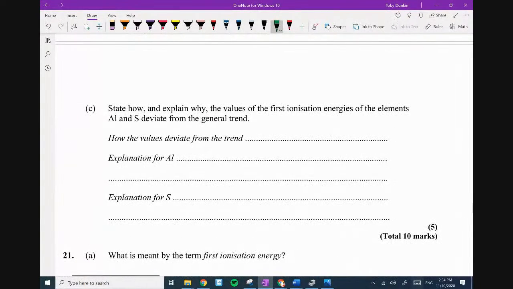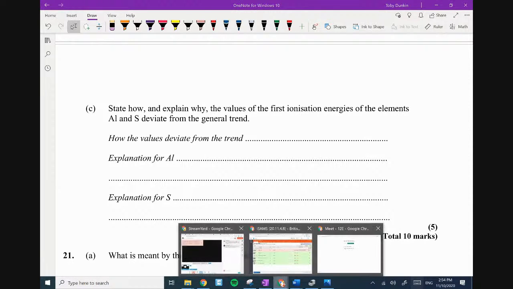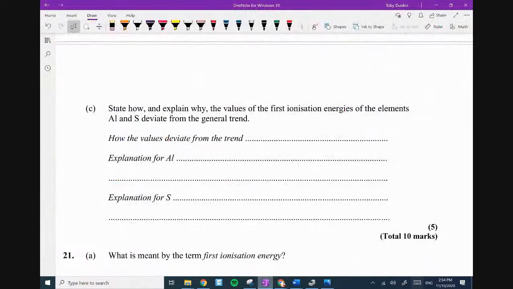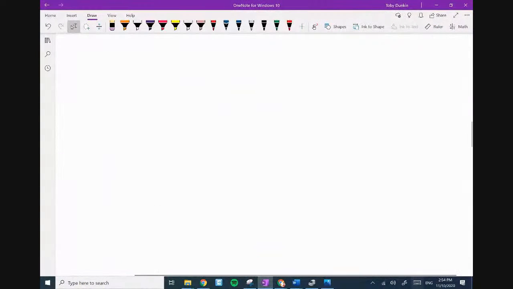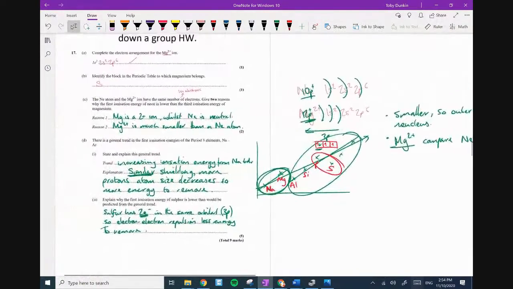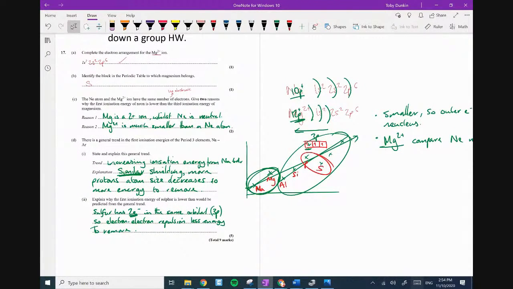Next. State and explain why the value of the first ionization energy of aluminium and sulfur deviate. I wonder if Louis responded. You wrote it to the side. First question. Magnesium is a 2+. Okay, increasing ionization energy. Explanation: similar shielding, more protons, size decreases, so more energy to remove.